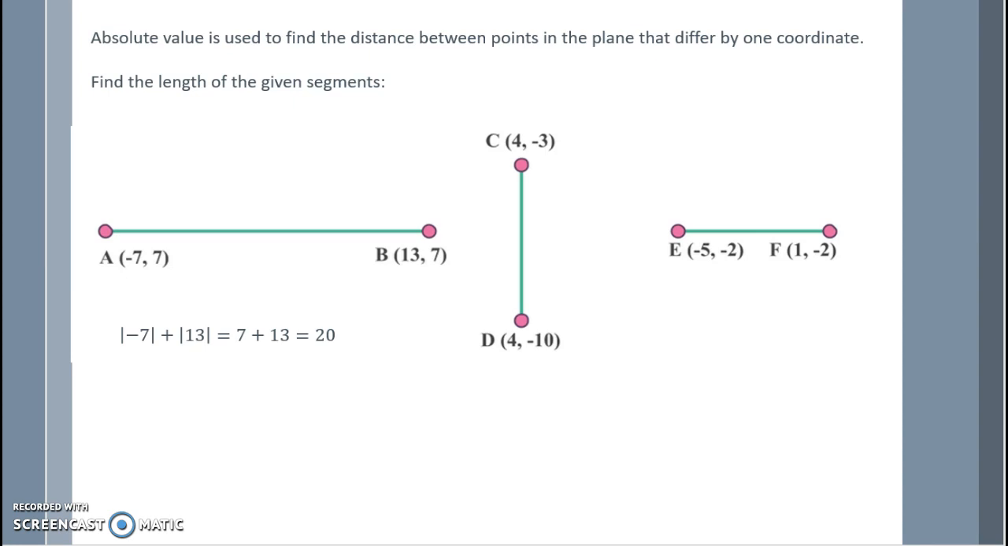The point C to point D. Notice their x values are the same. It's the y values that change. And notice we're moving down, so we'll subtract here. The absolute value of -3 minus the absolute value of -10. So 3 minus 10 is -7, but we don't count distance in negative numbers, so it has to be 7. Finally, we are moving left and right, so our x values change. The absolute value of -5 plus the absolute value of 1 is 5 plus 1, which equals 6.